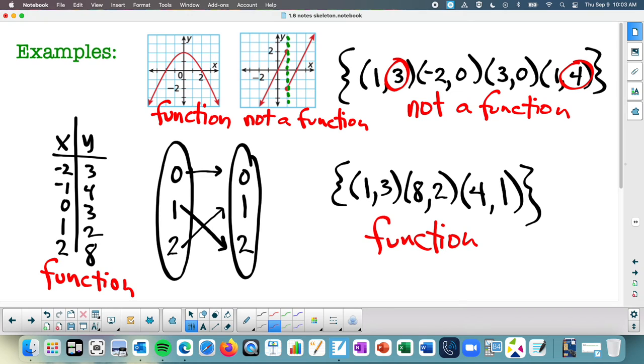That sounded slightly unsure. This one is a function because each first number is different. You're guaranteed that you won't have any duplicates. You won't have any different second numbers if you don't even have a duplicate first number. If every first number is different, automatically it's a function. So that one is a function.